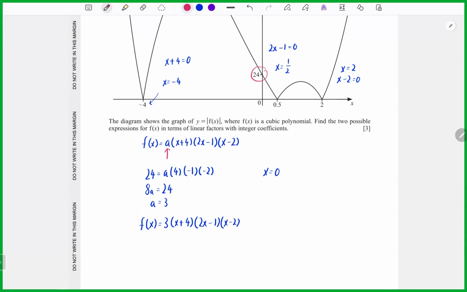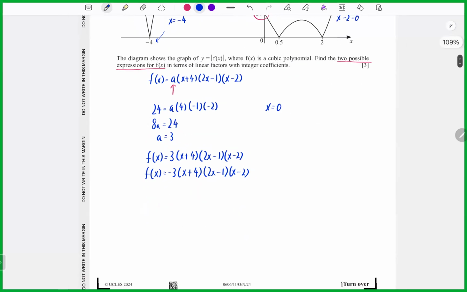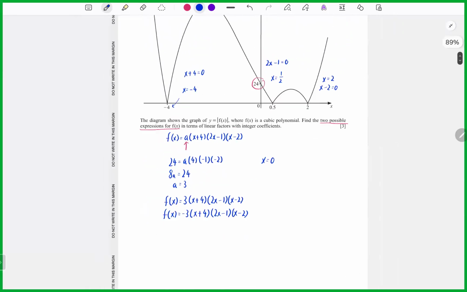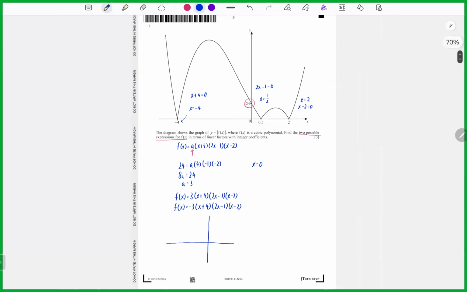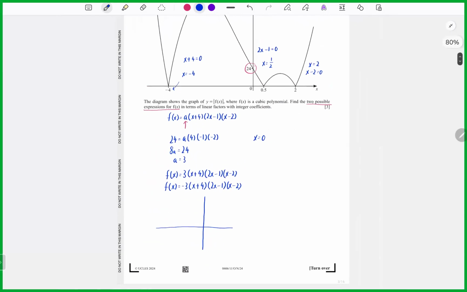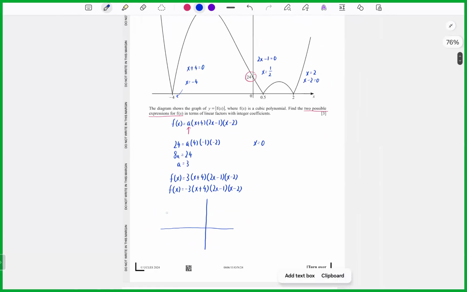But you see the question says find the two possible expressions for f(x), so you have another answer: f(x) equals negative 3 bracket x plus 4, 2x minus 1, x minus 2. Why this answer? Now I sketch this graph first. Because you see here is modulus, right? Actually it has two possible ways, so you can sketch this way.